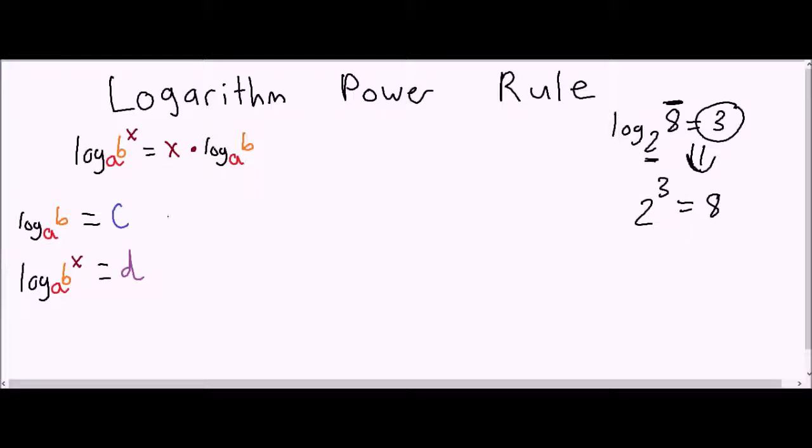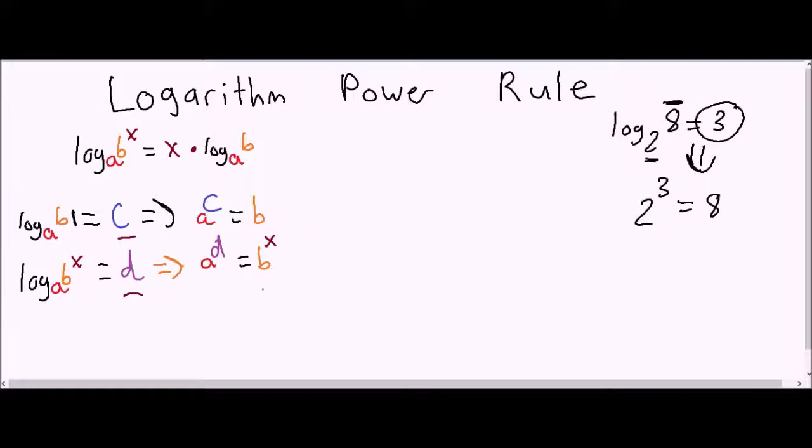So we're going to do the same thing with our equations over here. For the expression in c, we're going to say that a, the bottom number, to the power of c is equal to this number right here, what we're taking the log of, b. And in a similar way, we're going to do the same thing with this d expression. We're going to say that a to the power of d will be equal to b, but not just b, b to the x, b to the power of x.